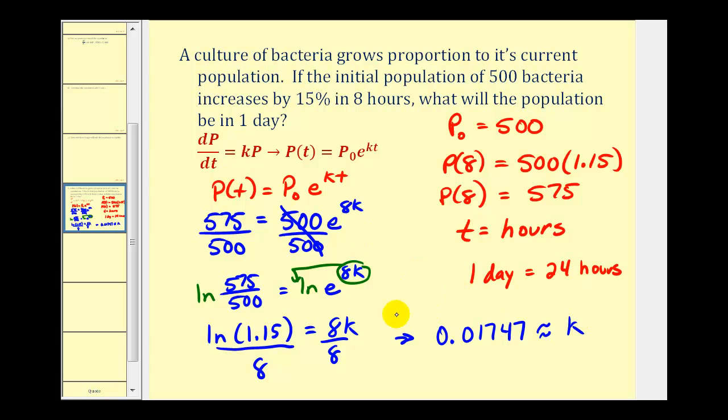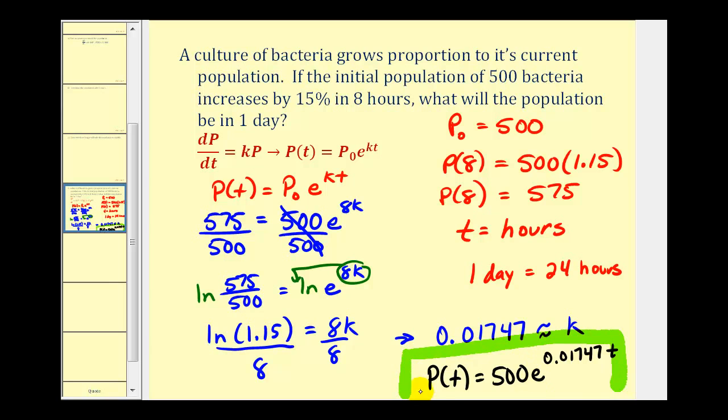Which means for this situation the function would be P(t) equals 500 times e raised to the power of 0.01747 times t, where t is the time in hours. So now that we have this, we can determine what the population would be after 1 day or 24 hours. Let's do that on the next slide.